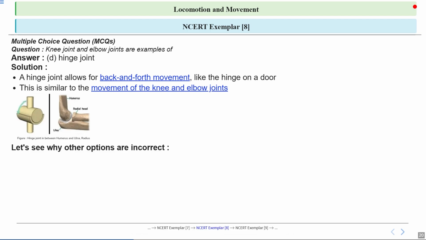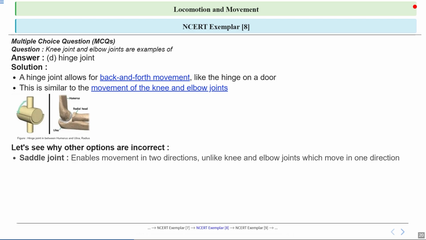Let's see why other options are incorrect. So we had first option, that is saddle joint. It is the one in your thumb that allows movement in two directions such as up and down, side to side, making it more flexible than joints like the knee or elbow, which mainly move in one direction, either bending or straightening. Okay, so this unique structure helps the thumb grasp objects easily, which is very important for everyday tasks.